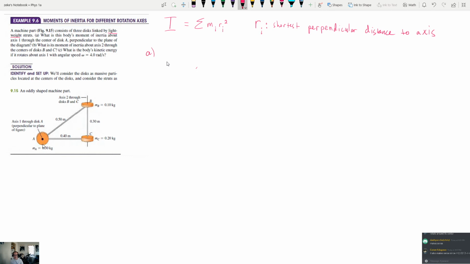So for part A, we'll call that axis I sub A and say that it's going to be equal to, we have to sum over every piece mass times its distance squared. So let's start off with MA. It'll be MA times RA squared plus MB times RB squared plus MC times RC squared. And we just need to go through and figure out what each of these are. So MA is 0.3 kilograms.